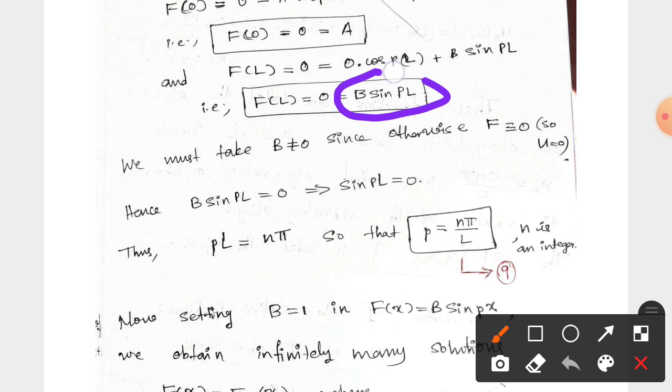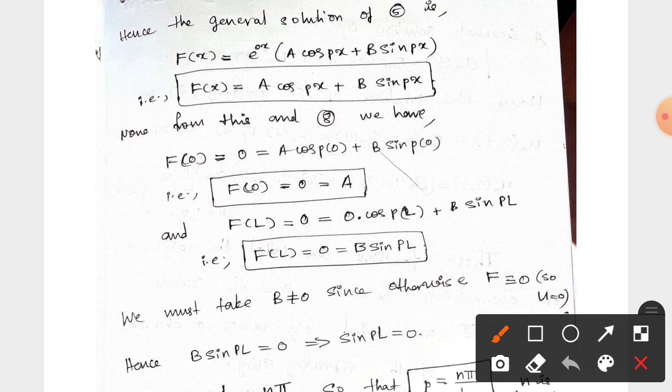Now in this result, the product of two terms is 0, isn't it? b into sin pl is 0. The product of two terms is 0 means one of the terms should be 0. But b cannot be 0. If b is 0, then a is already 0. If b is also 0, here a is already 0.